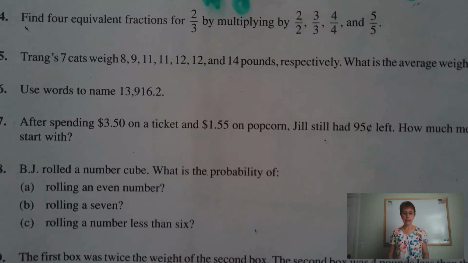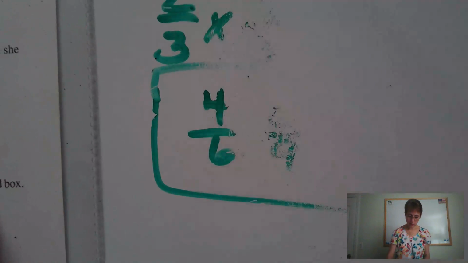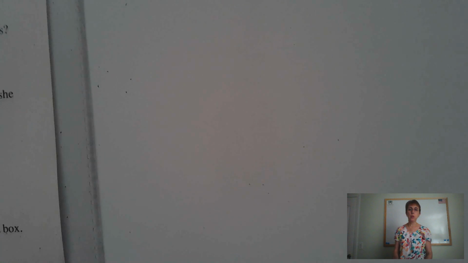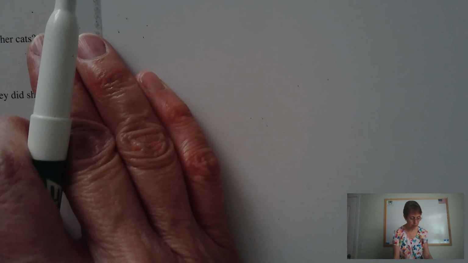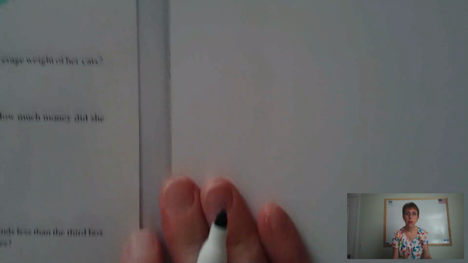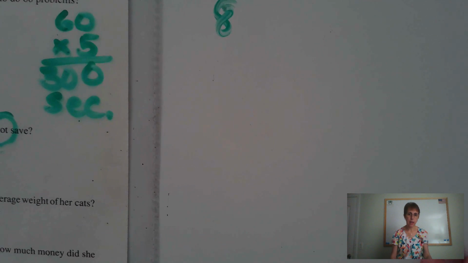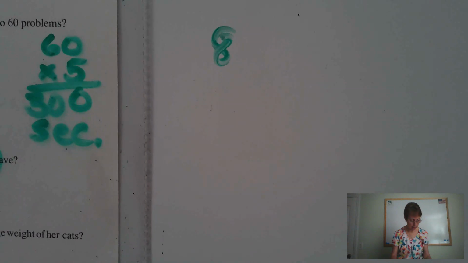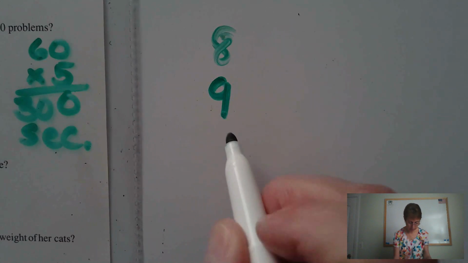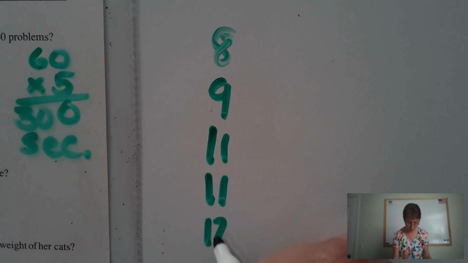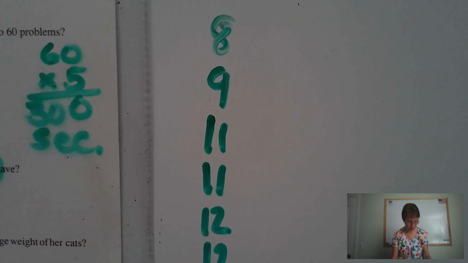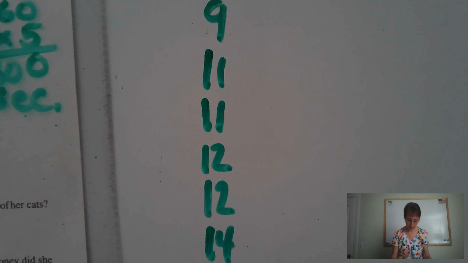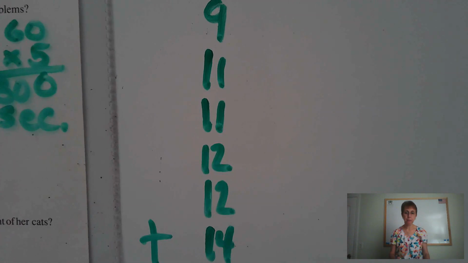Okay, now, what is the average? Well, you need to think back. How do we figure out an average, a mean? Okay, we do that by adding. Okay, we're adding all of the cats' weights. So we have 8 pounds. We have 9 pounds, 11, 11, 12, 12, and 14. And so we need to add those up.